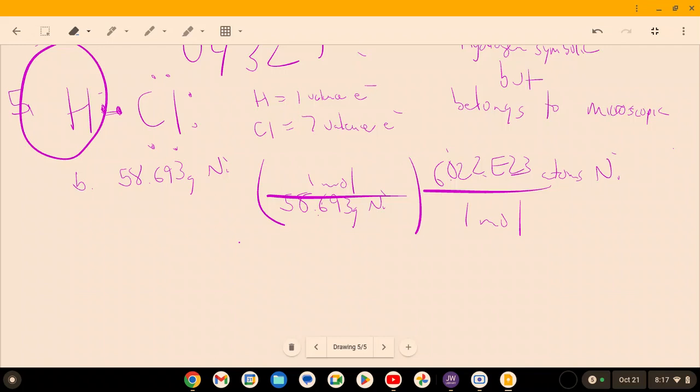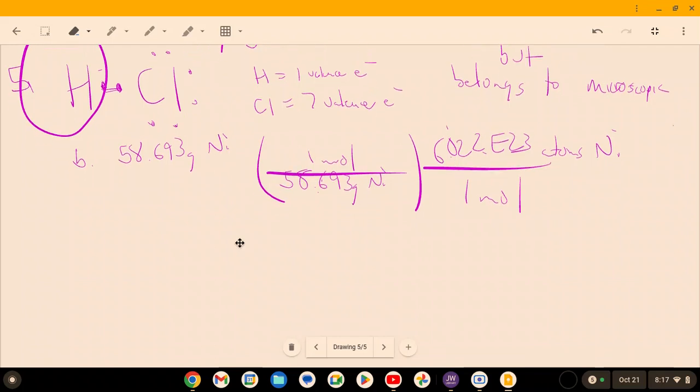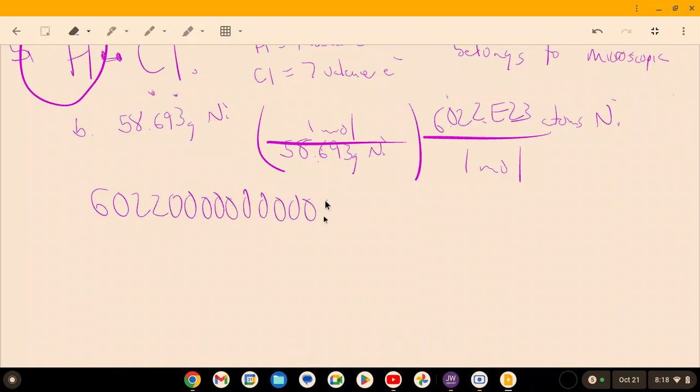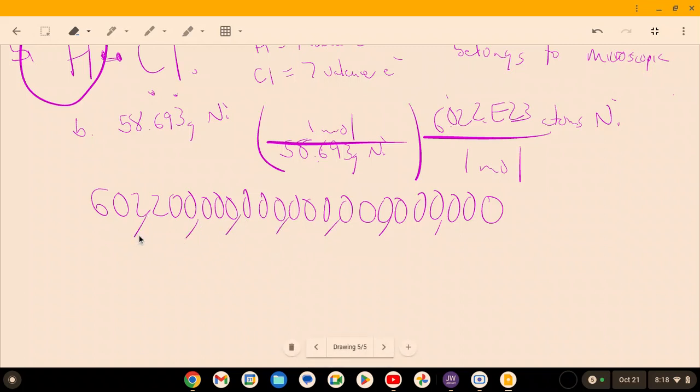I start out with 58.693 grams of nickel, and then I divide by its molar mass, and I get the number of moles of nickel, which is just 1. Then if I multiply it by Avogadro's number, 1 times Avogadro's number is Avogadro's number, 6.022 times 10 to the 23rd. That's 6.022 and 20 zeros, with commas. That is crazy. That's a huge amount in 1 mole.